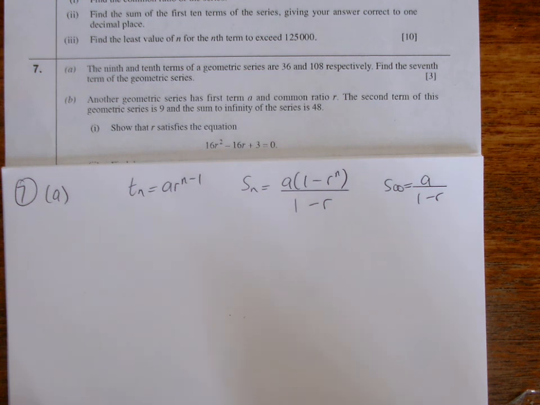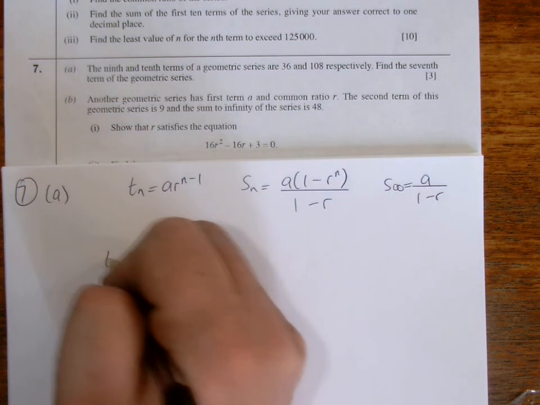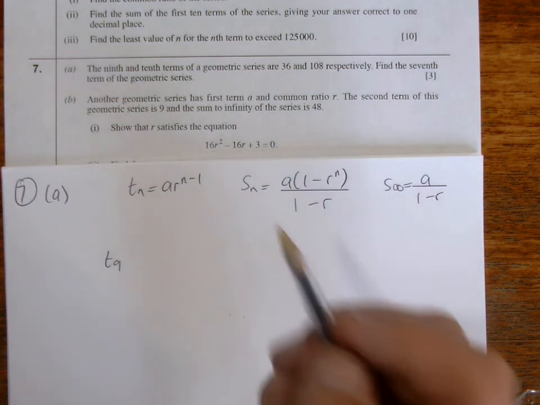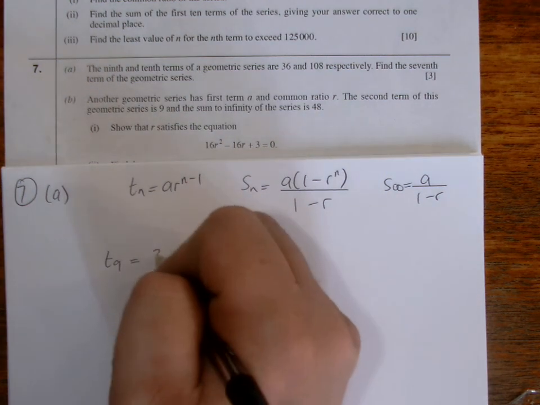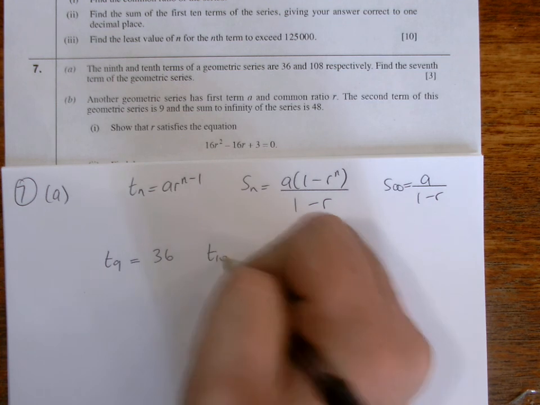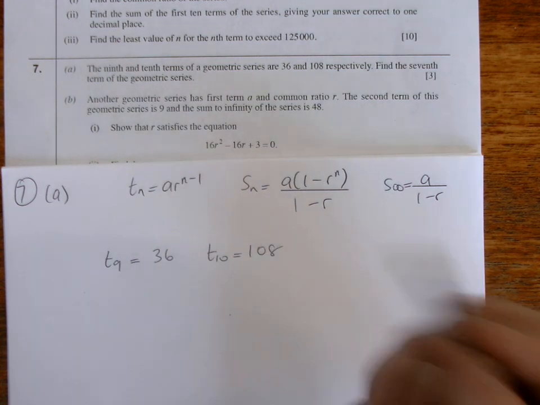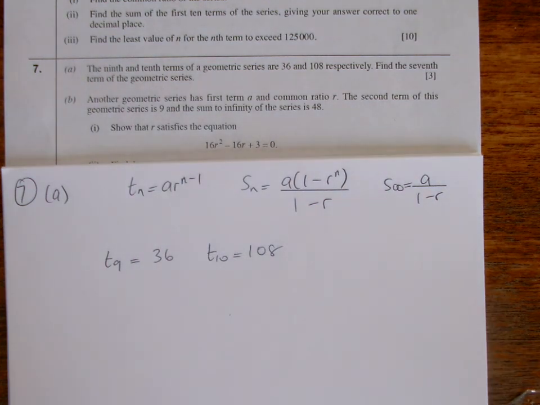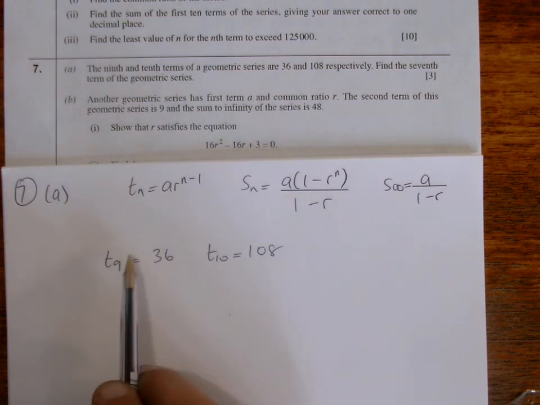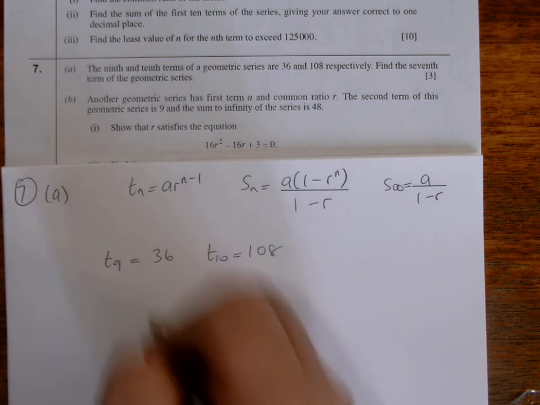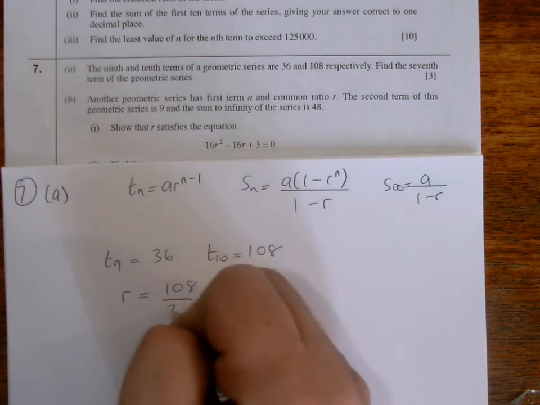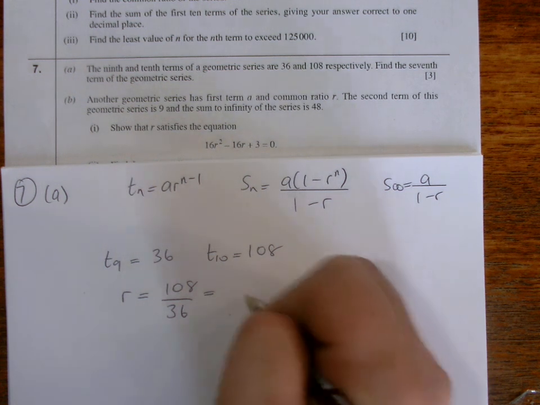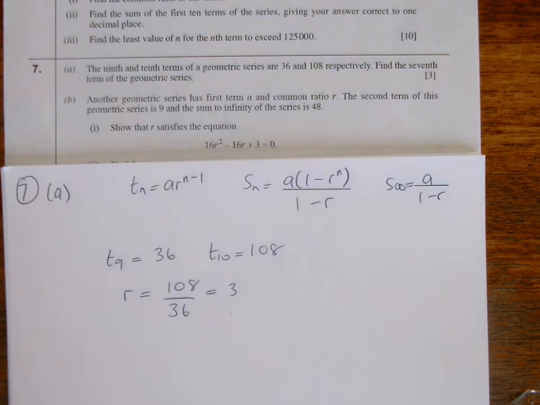Okay, with number 7, 8, the ninth and 10th terms of a geometric series are 36 and 108 respectively. Find the 7th term of the geometric series. Now, because they've given us two successive terms, the 9th term and the 10th term, we can easily work out r by dividing those terms, because that gives us a common ratio. And in this case, it's going to be 3.